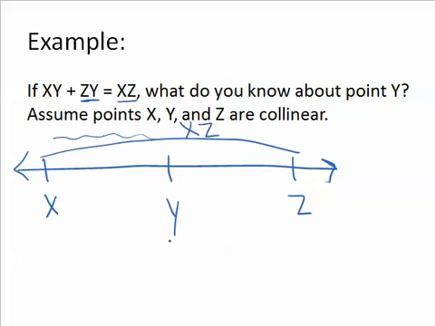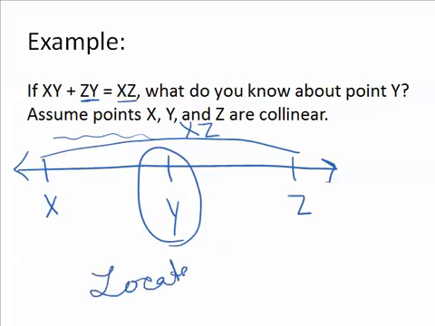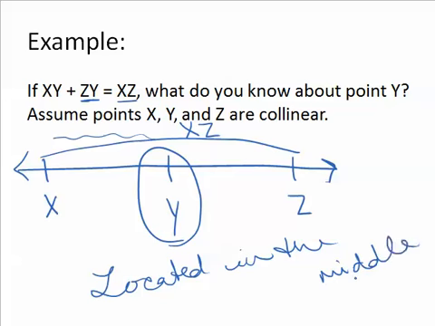So what does that tell you about point Y? It is located in the middle. That's what you know about point Y. You have these two line segments, and Y is in both of them, but then at the end, Y is not in there. What does that tell you about Y? It's in the middle. It's the midpoint, or the in-between point of X and Z.